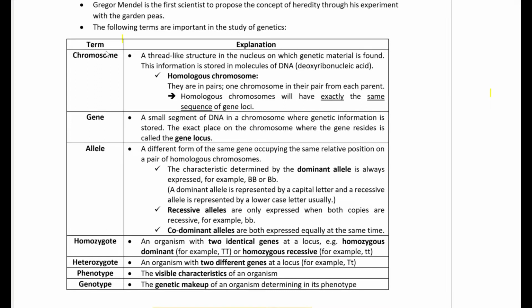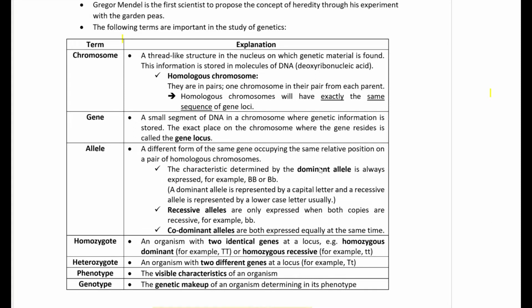Two chromosomes of the same kind is what we call homologous chromosomes. Homologous chromosomes, for example chromosome 1 in a pair, have exactly the same sequence of gene locus, or loci. Loci is just the plural of locus. A gene, by definition, is a small segment of DNA at a specific locus. Later we will take a look at a picture to have a better understanding. Alleles are different forms of a gene occupying the same locus on homologous chromosomes.